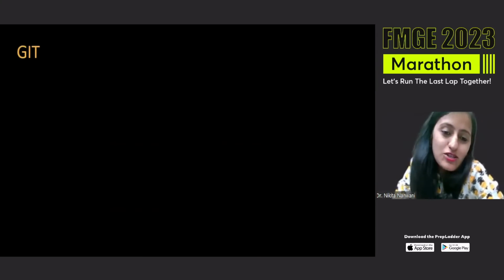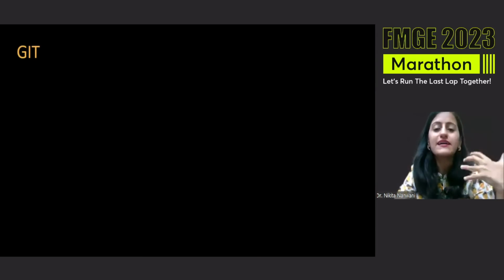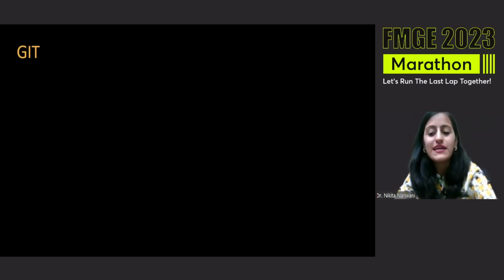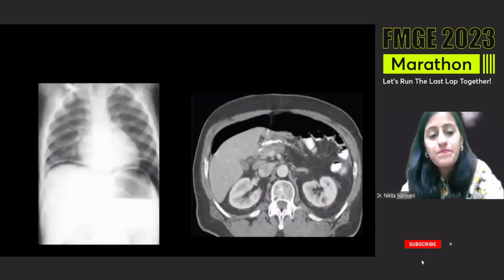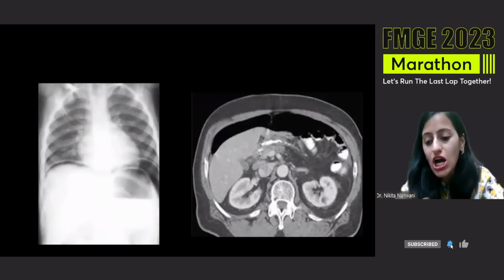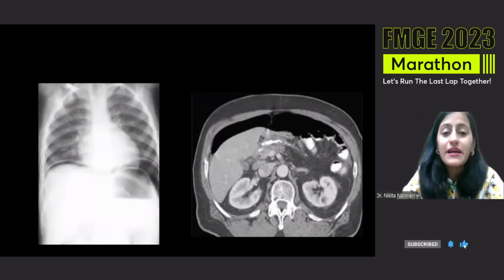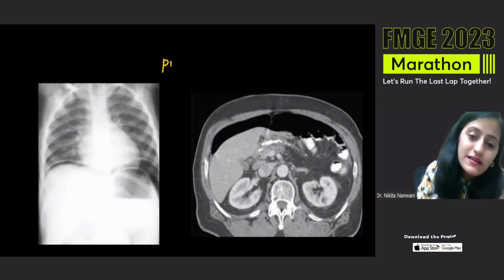Okay, let's go to the next one now. That's the GIT, right? So we are done with the neuro, the head and neck, the chest, and then going to the next part, that is the GIT, then the genitourinary. Okay, GIT, you cannot skip this image at all. It's very, very frequently asked.